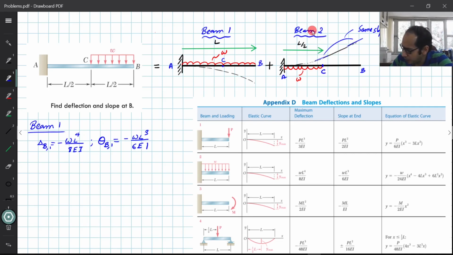All I'm interested in for the moment is calculating what is my delta at C in this beam, so in beam 2, and also what is the theta at C for beam 2. So what is the theta? Remember this slope. This is the same slope over here. Maybe I erase that and write it below.